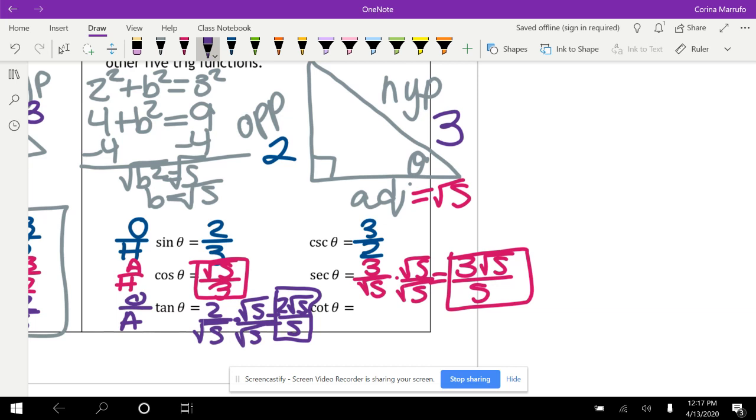And so for cotangent, if we do opposite over adjacent, we flip it around. Your adjacent is the square root of 5, and your opposite is 2. And this one we don't have to rationalize because the square root is on top, and we're done there.